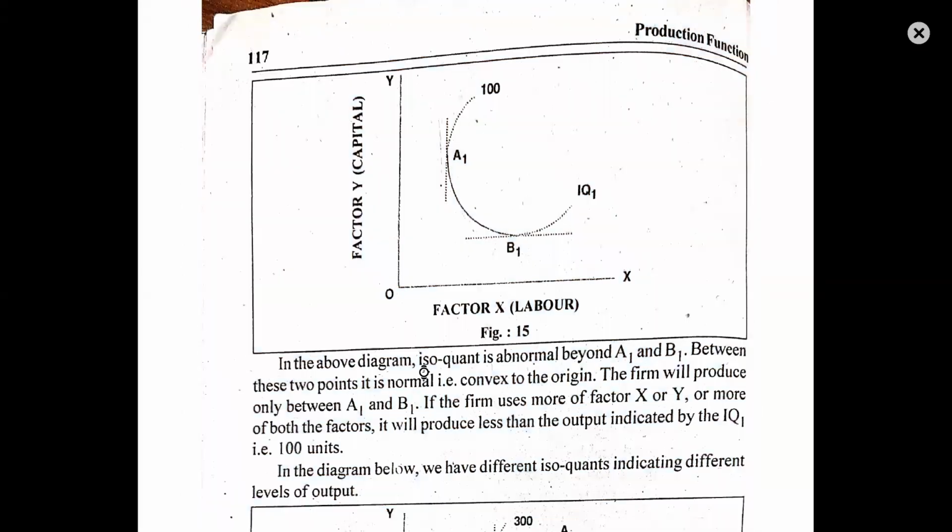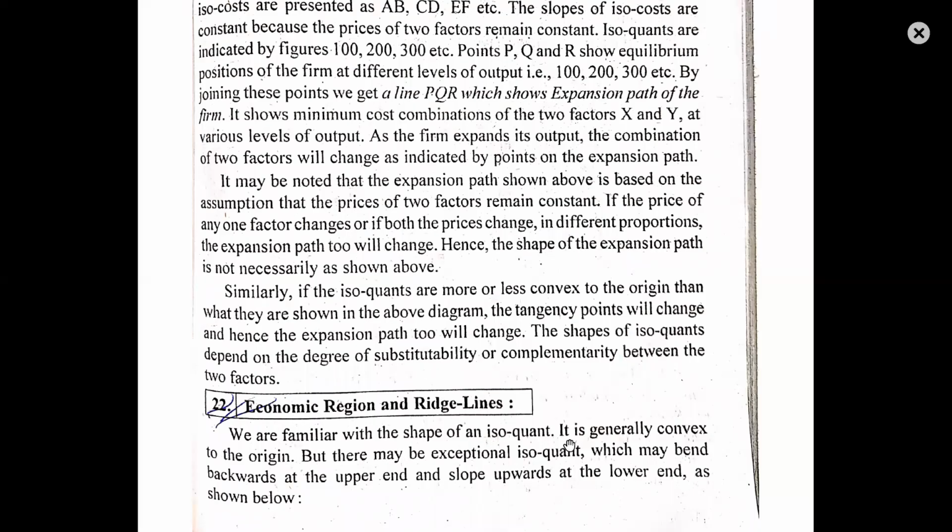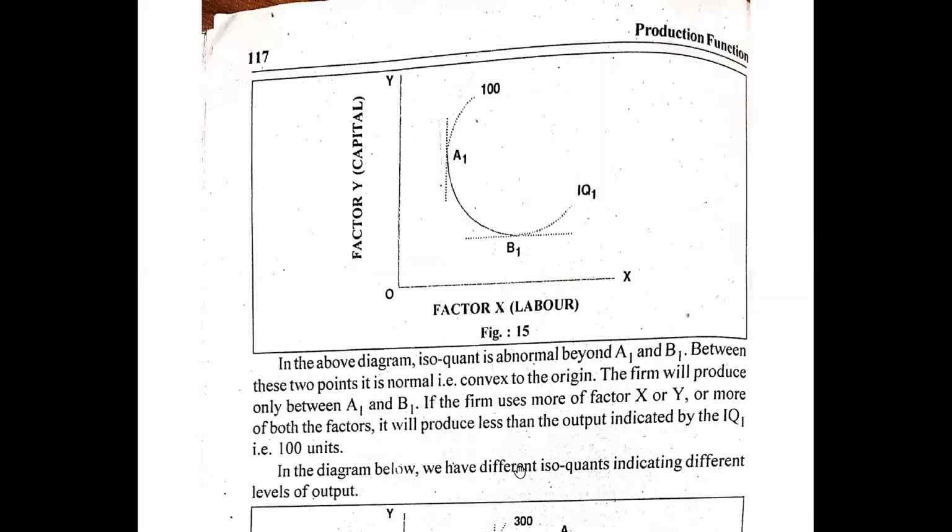We are familiar with the shape of isoquant because we already have discussed this. It is generally convex to the origin, but there may be exceptional isoquants which may bend backwards at the upper end and slope upwards at the lower end, as shown below. On the x-axis we are given factor X, that is labor, and on the y-axis factor Y, that is capital. And this is how the slope we will get by increasing any one or two factors.